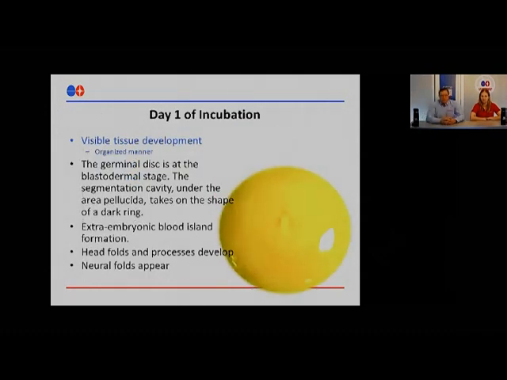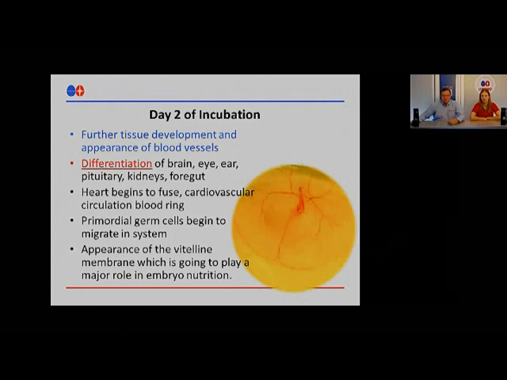The extra-embryonic blood island formation starts, or neural folds appear. Various other things you can read here if you get this after the fact, but there's a lot of different things just starting. We don't see a lot of this. Day 1, really all we're seeing is that there's some visible development.